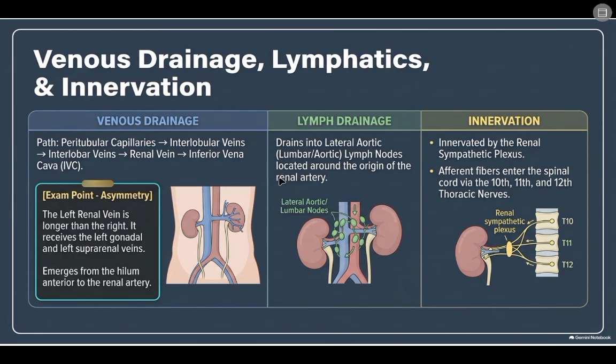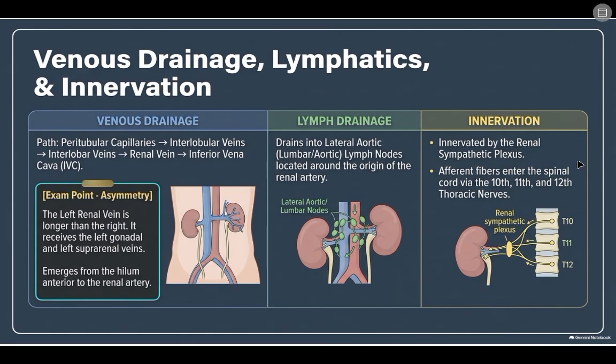So let's talk about the lymphatic drainage. Since the kidney is related to the ribs or close to the lumbar region, it is drained by the what? By the lumbar lymph nodes. You see, it is because it is related to the lumbar region or the ribs. So due to this reason, the lumbar lymph nodes drain the kidney.